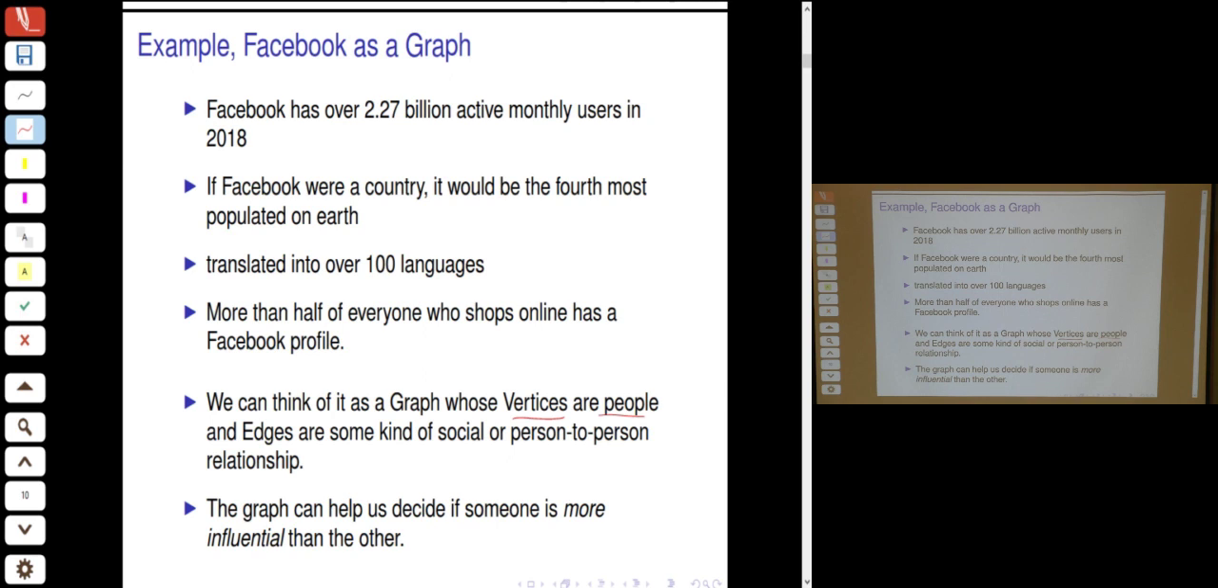So, we can think of Facebook as a graph whose vertices are people and edges are some kind of social or person to person relationship. So, for example, on Facebook, the concept of being friends on Facebook.